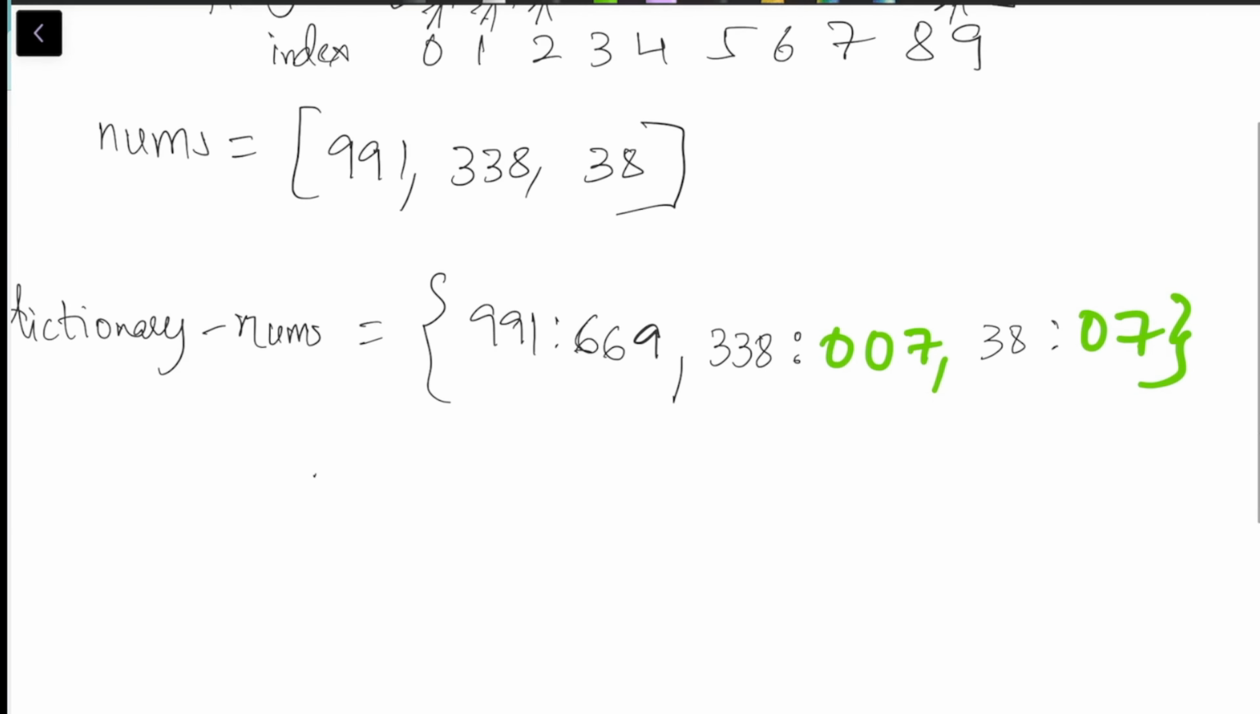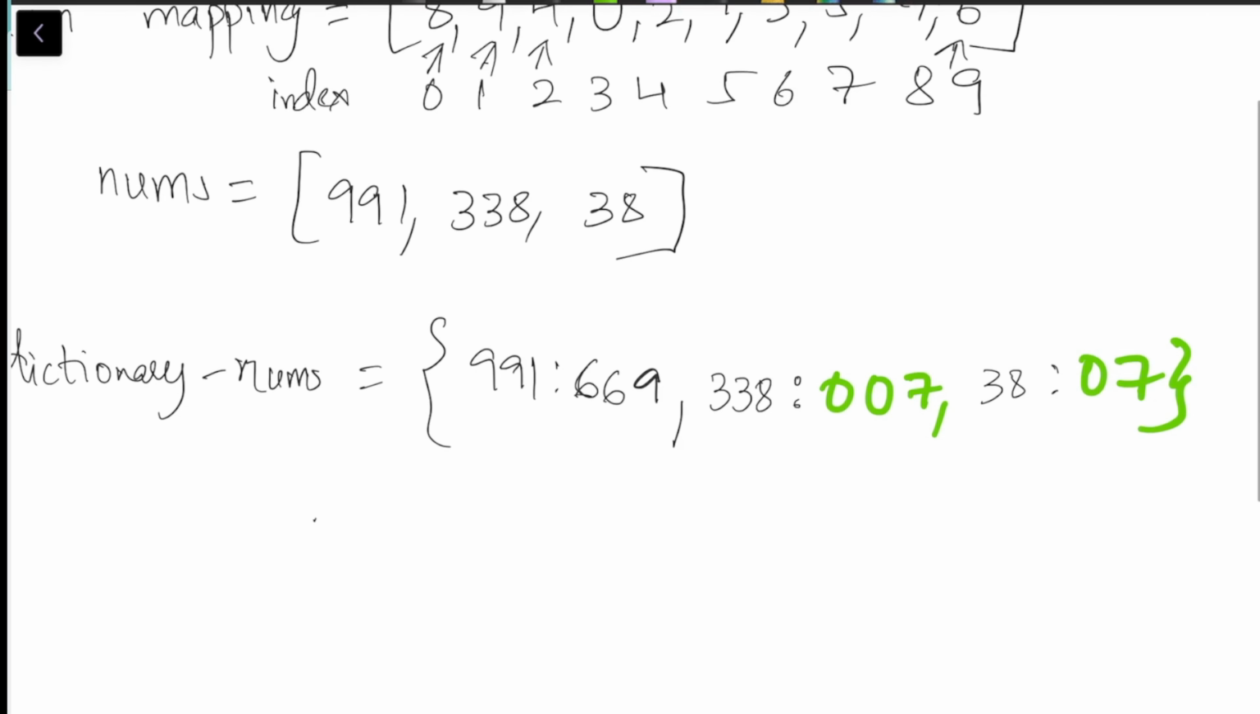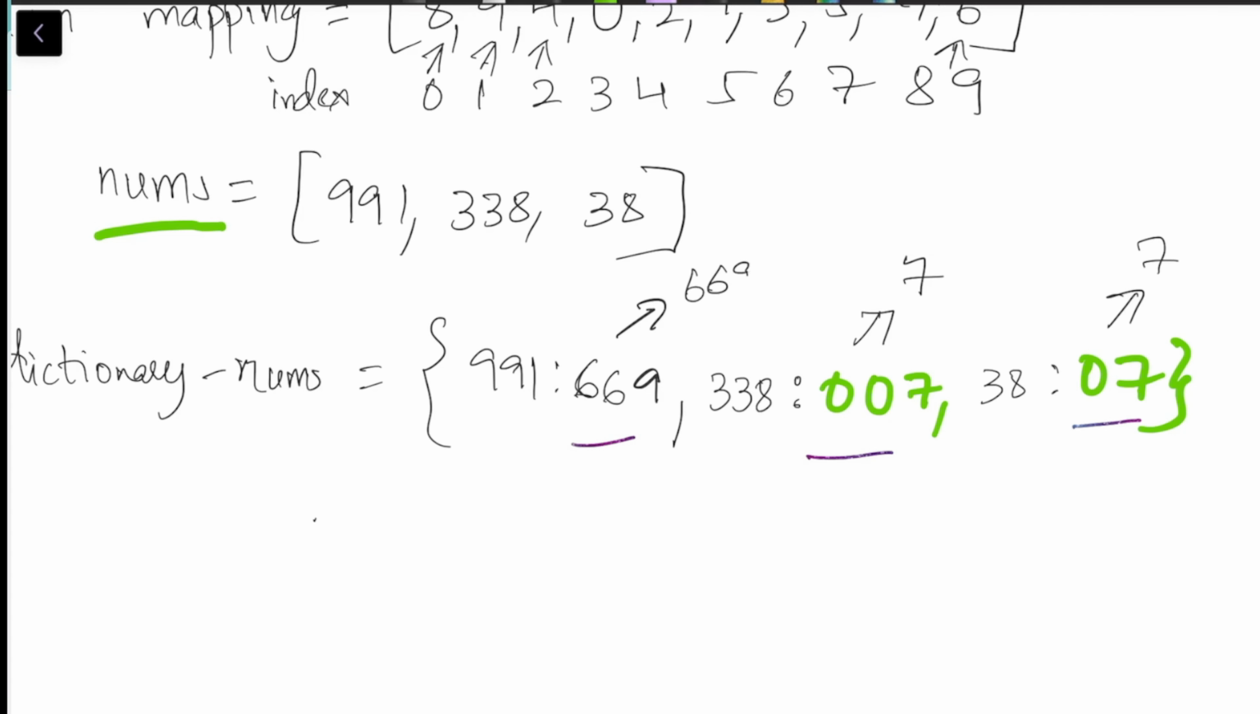Okay, now we need to sort this particular nums based on these values. If you see here, this corresponds to 7, this corresponds to 7, and this corresponds to 669 as the integer value. Here 338 corresponds to 7, and 38 also corresponds to 7. In this particular case, you need to order them the way they were given in the initial array.